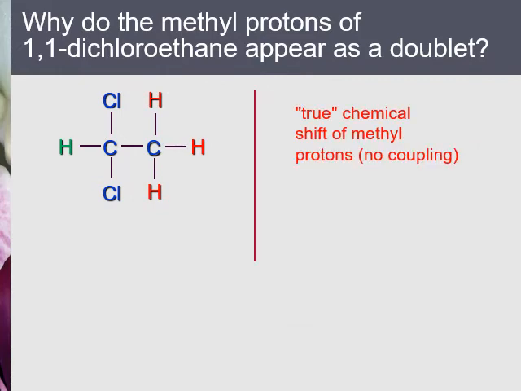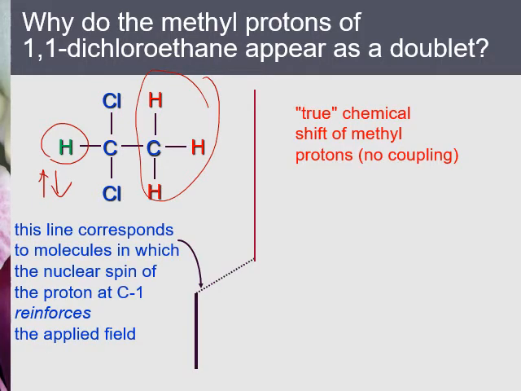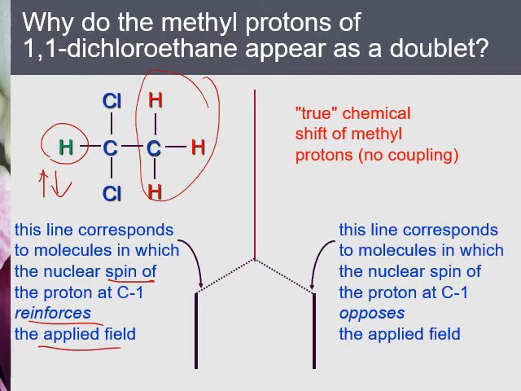Suppose this is the absorption line due to these 3 hydrogens when there's no hydrogen attached to a neighboring carbon. Now when the hydrogen is added, the hydrogen has 2 orientations or spin states, spin up and spin down. So now the absorption splits into 2 lines. One is due to one of the 2 spin states that reinforces the applied magnetic field, and the other one is due to the state that opposes the applied field.